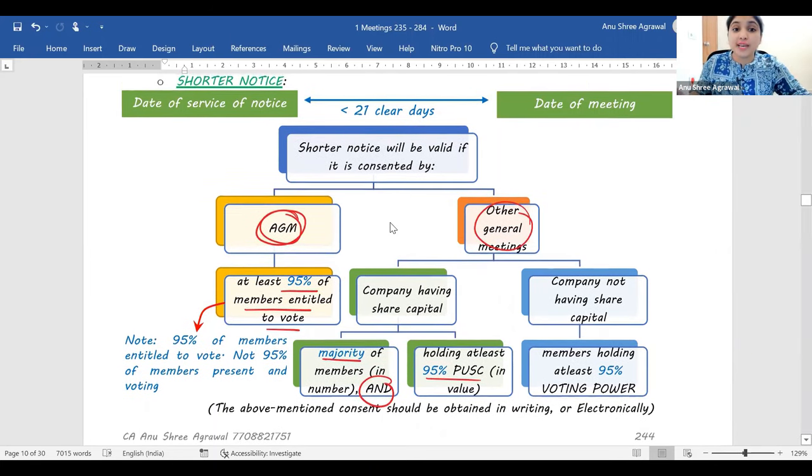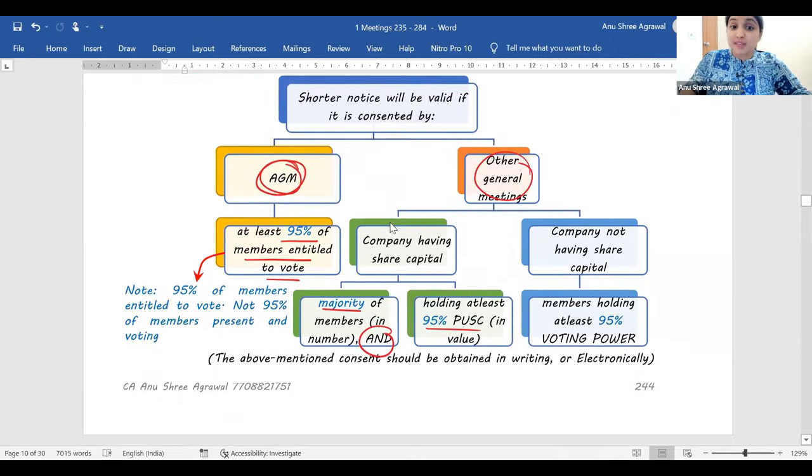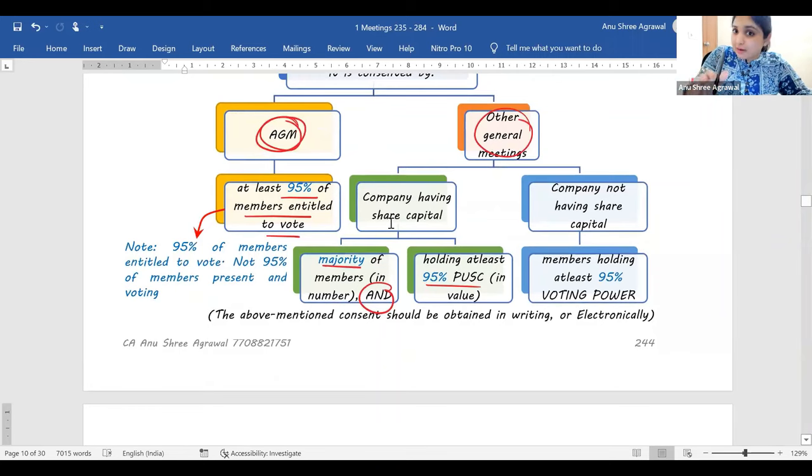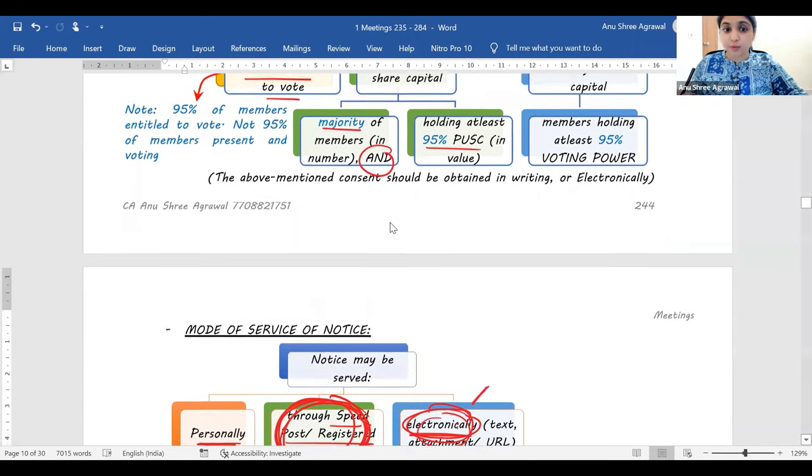Then we learned, what if I send a shorter notice? Then we said, if it's an AGM, it will still be valid if 95% of the members who have the right to vote approve. But if it is any other meeting, then who should approve? A majority of members holding at least 95% of the shares should approve.